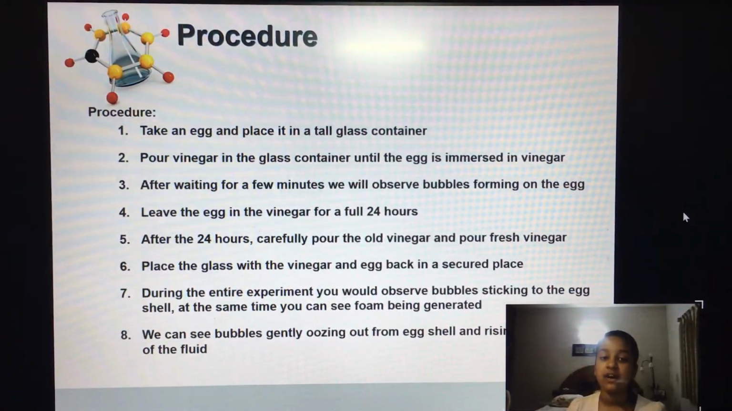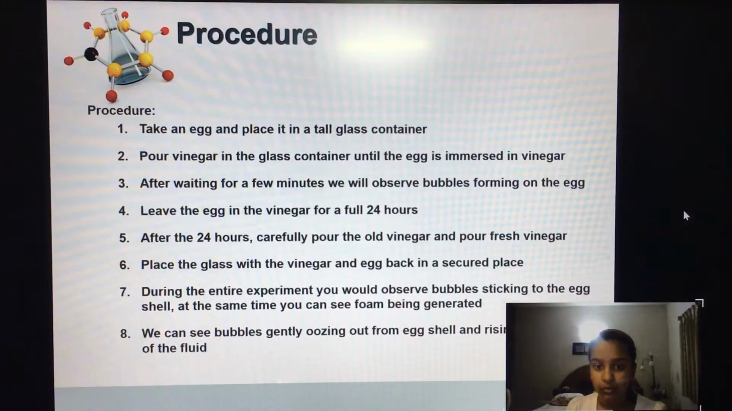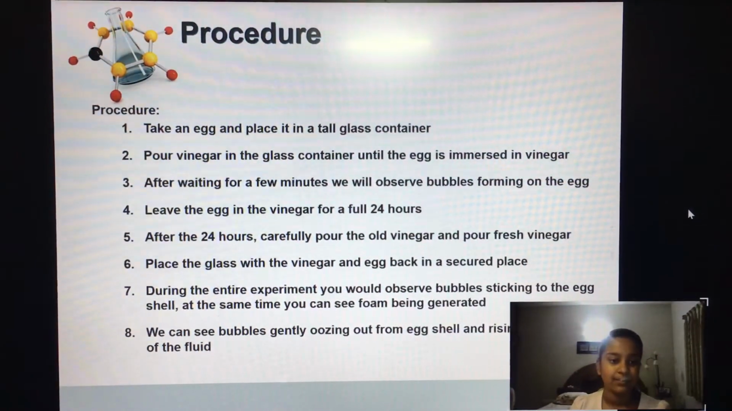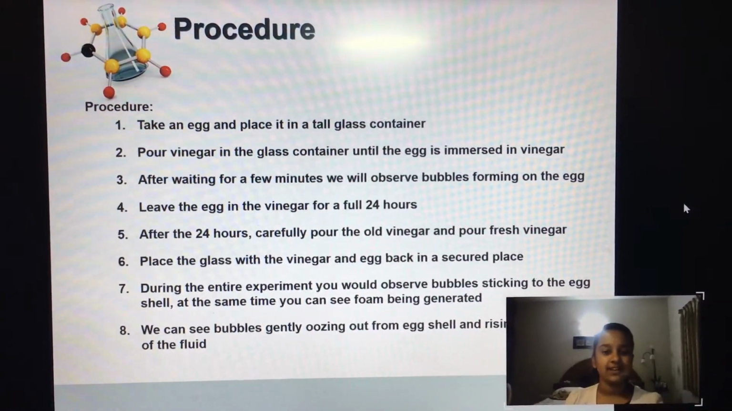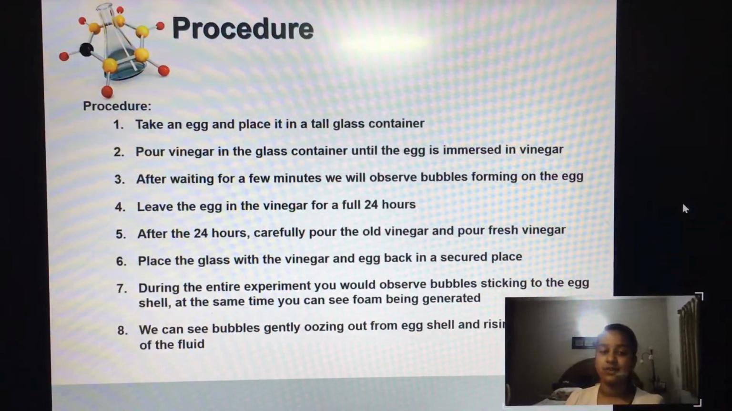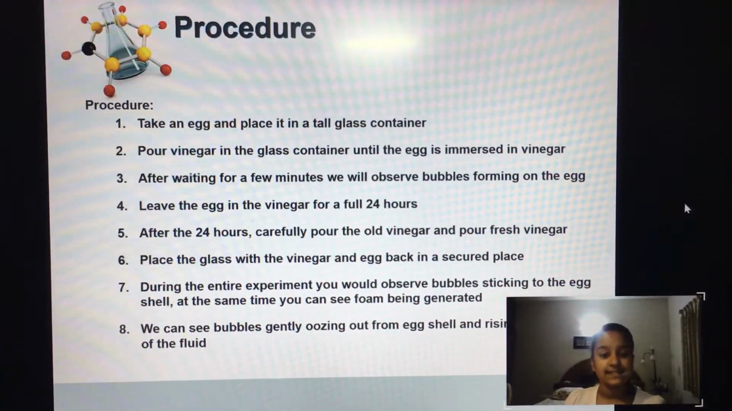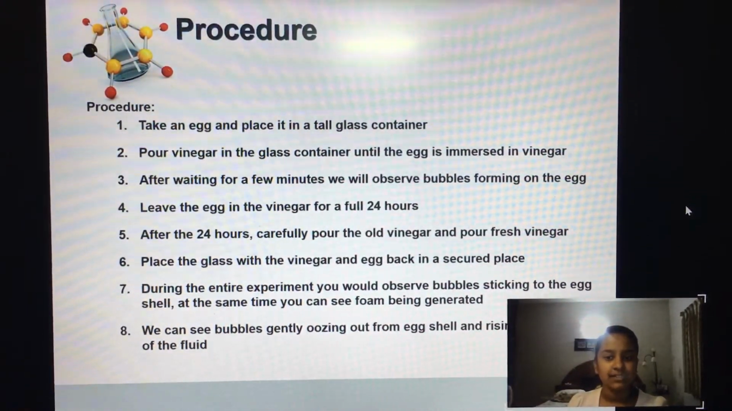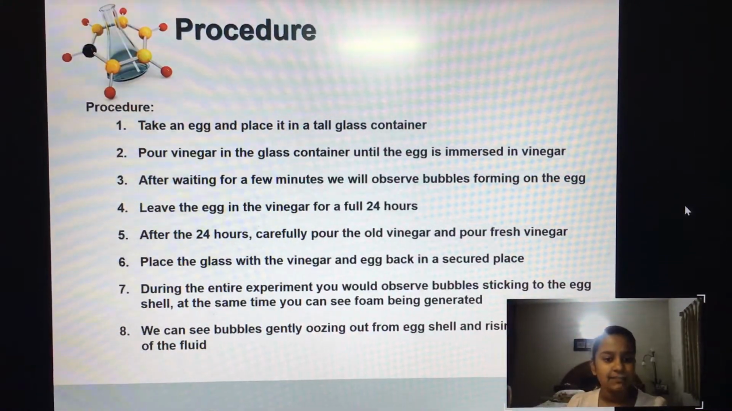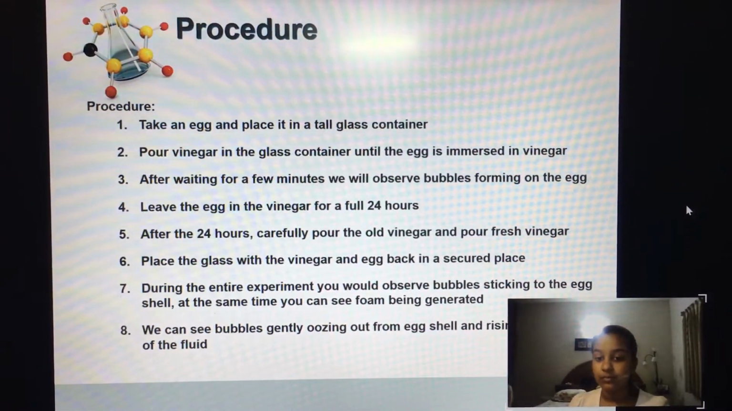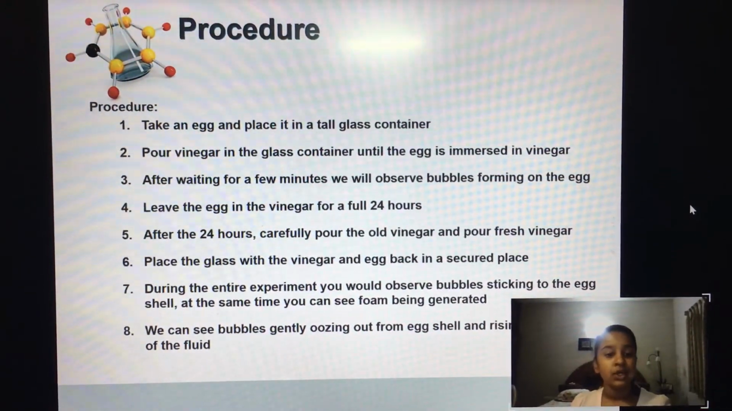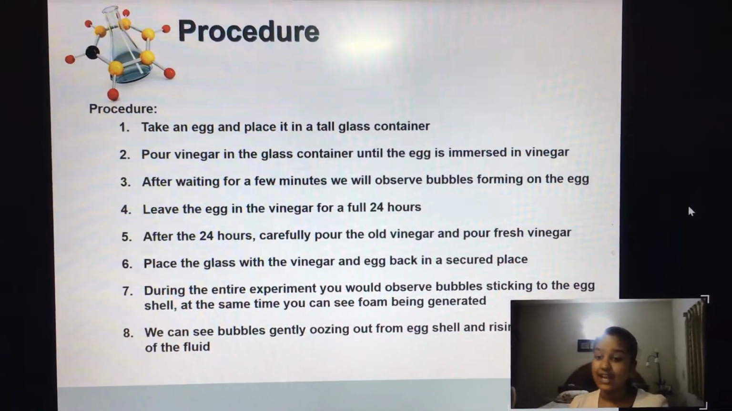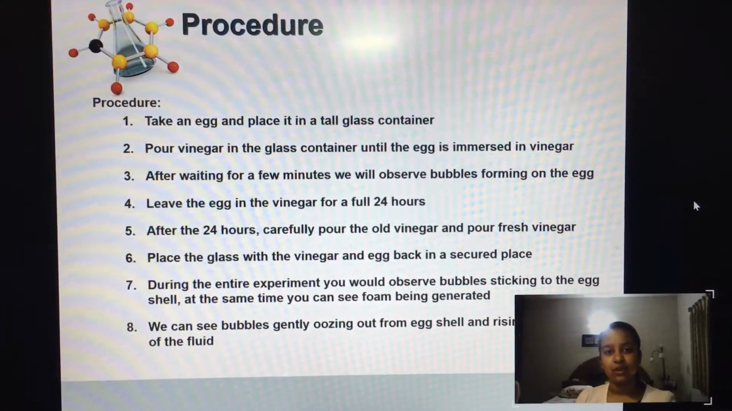After 24 hours, carefully pour out the old vinegar and pour fresh vinegar in the glass jar. Place the glass with the vinegar and the egg back in a secured place. During the entire experiment, you would observe bubbles sticking to the eggshell. At the same time, you can see foam being generated. We can see bubbles gently oozing out of the eggshell and rising up to the top of the liquid.